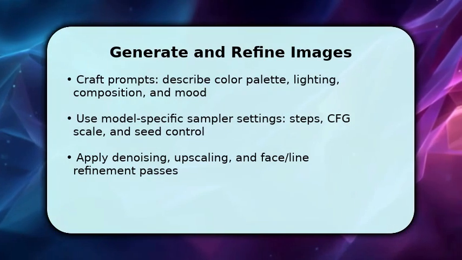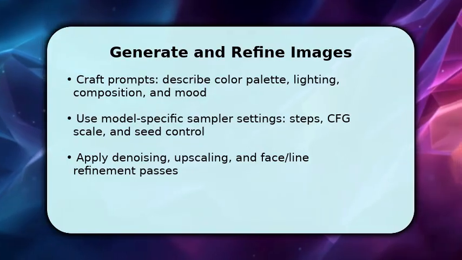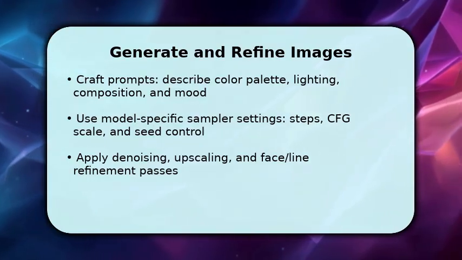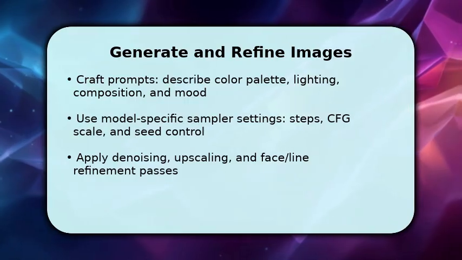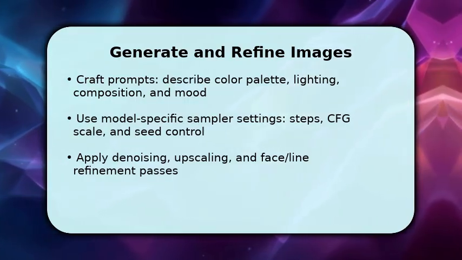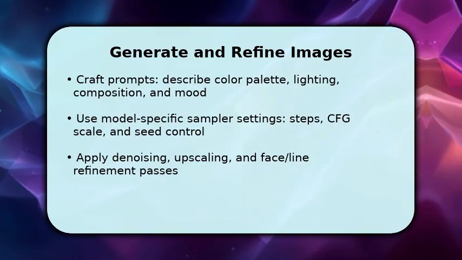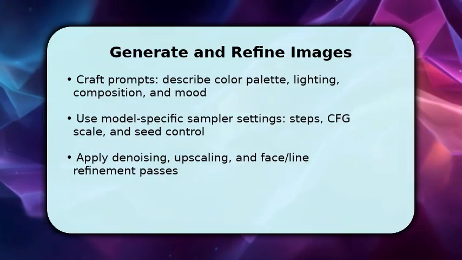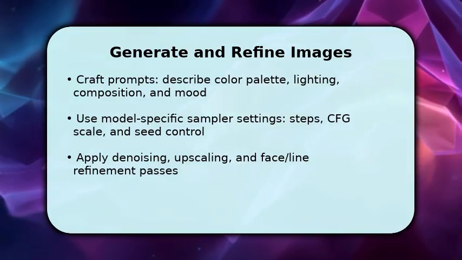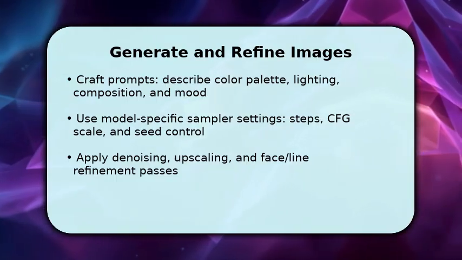You now focus on generation technique and iterative refinement. Start with a detailed prompt. Mention soft color palettes, hand-painted textures, wide lenses, warm light to emulate Ghibli-like aesthetics. Once the prompt is set, run the sampler with medium steps and a CFG scale around 7 to 12.